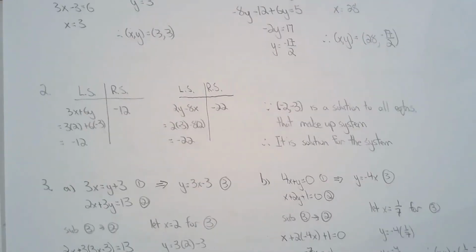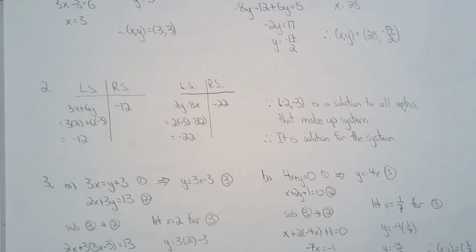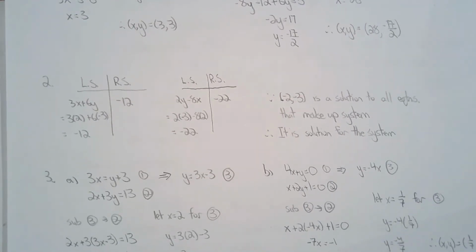Okay, for the second question, they're asking us is (2, negative 3) the solution to the system. So this was actually a typo. It's not negative 2, negative 3. It's 2, negative 3.